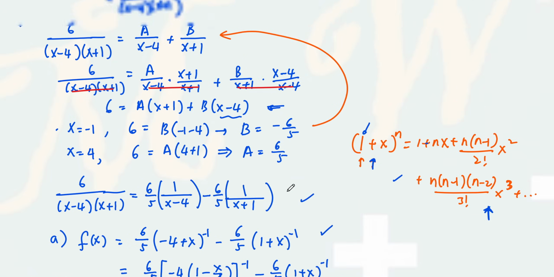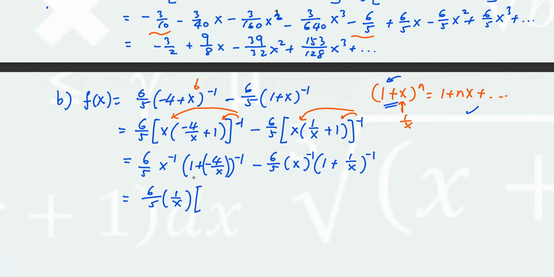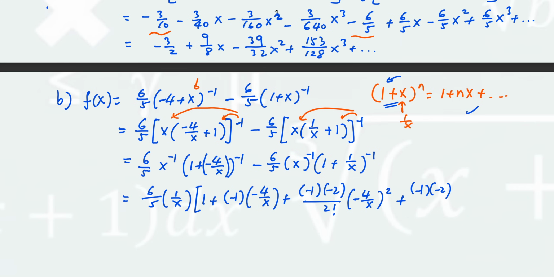And now, if you look at the question, we need to get 1 over x cubed, which means it will be 1 plus, now my n is minus 1. So minus 1 times x, which is negative 4 over x. Then plus n minus 1 over 2 factorial. My new x is negative 4 over x, then you square it. And then plus minus 1 minus 2 minus 3 over 3 factorial, then minus 4 over x cubed. Okay. Stop the expansion.